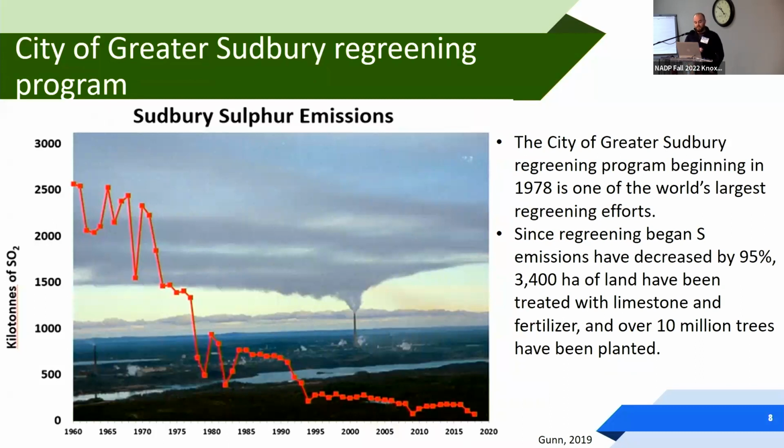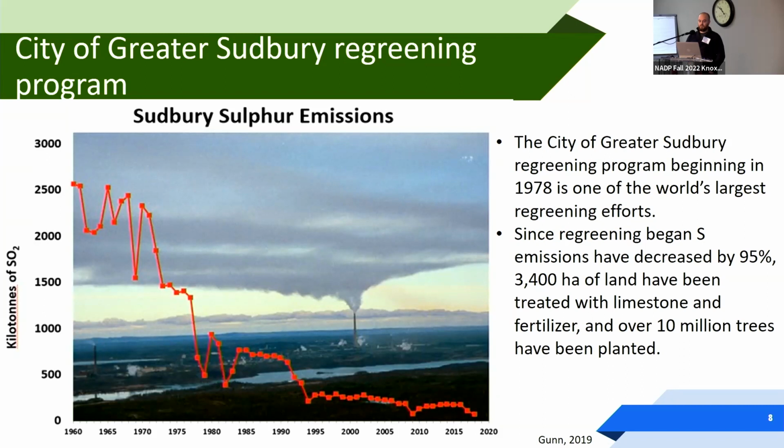So you can see here the drastic reduction in sulfur dioxide emissions. And along with the reduction in emissions, they've also applied crushed limestone and fertilizer to 3,400 hectares of land. They've also planted around 10 million trees.